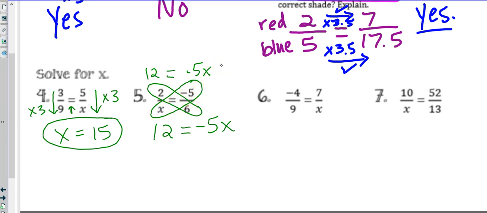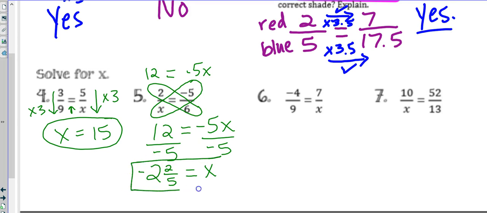So now I'm going to simply solve for x. I'm trying to figure out -5 times what number is equal to 12. In order to solve this, I'm going to divide both sides by -5. And then x is equal to 5 goes into 12 twice, and I have 2/5 left. I have a positive divided by a negative, so it's a negative. So my answer is -2 and 2/5.